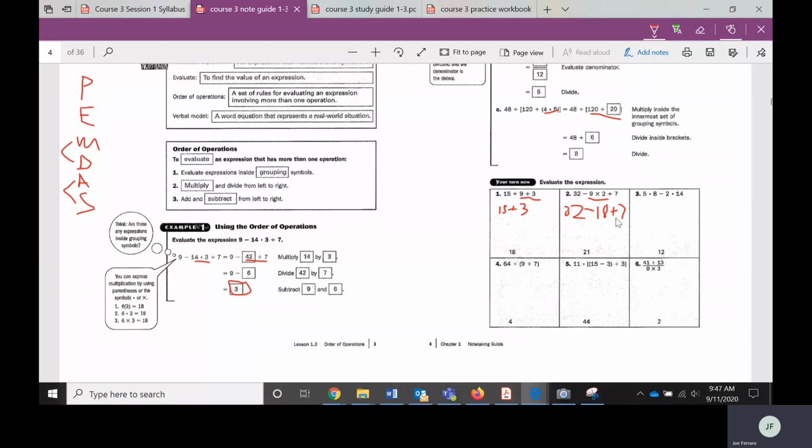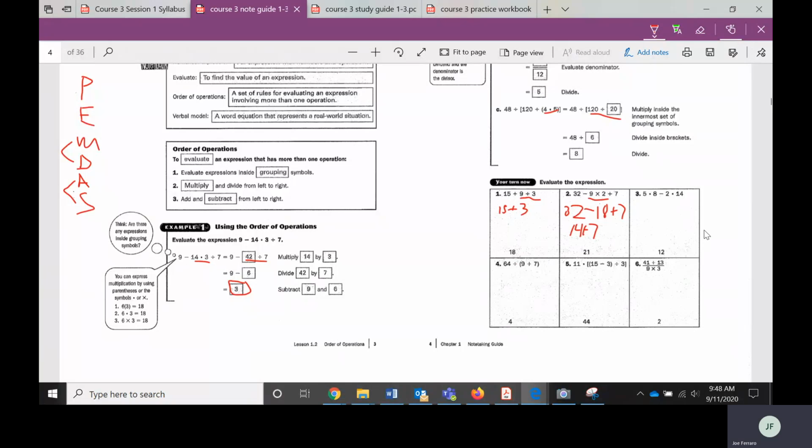We have a subtraction and a plus. So this is what I'm talking about. We have addition and subtraction. Addition doesn't necessarily have more priority over subtraction. If you see both of those, you do what comes first. So 32 minus 18, you would do first, and that's 14. And then plus 7 gives you the 21.